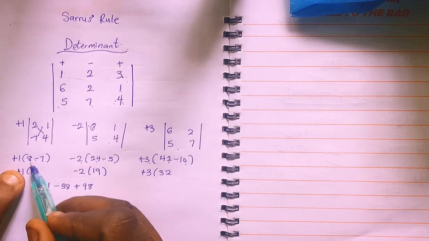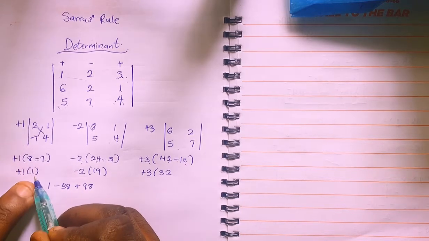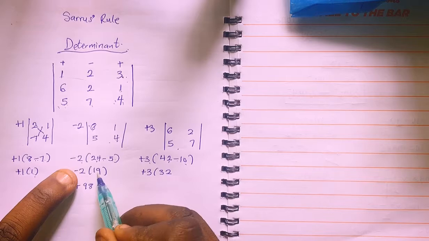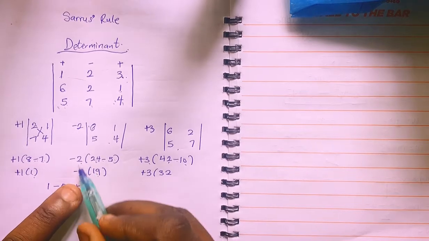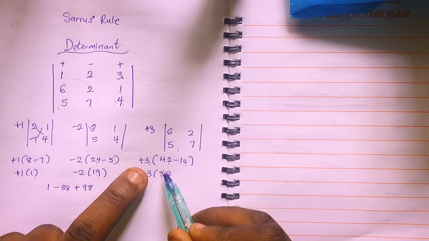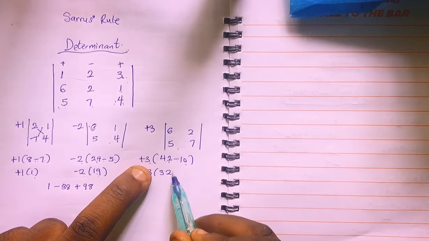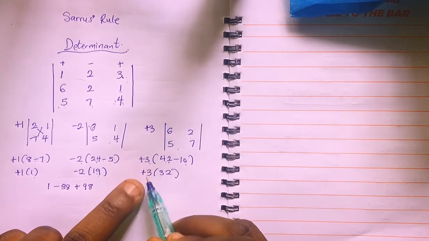We are having plus 1, 8 minus 7 is 1. Keep it inside the bracket. 24 minus 5 is 19. You put it inside the bracket with the coefficient here. Then after that, 42 minus 10 is 32. You put it inside the bracket and bring out the coefficient.